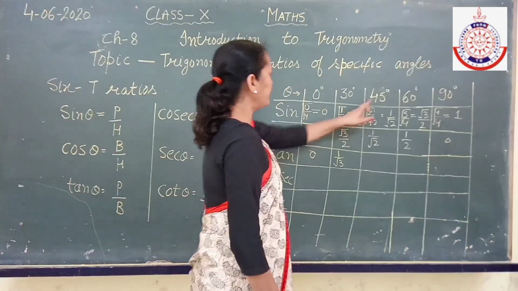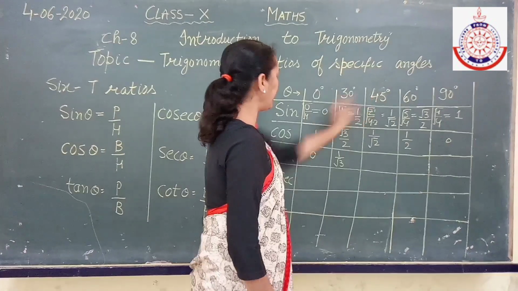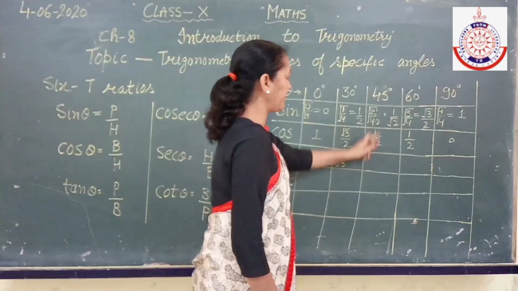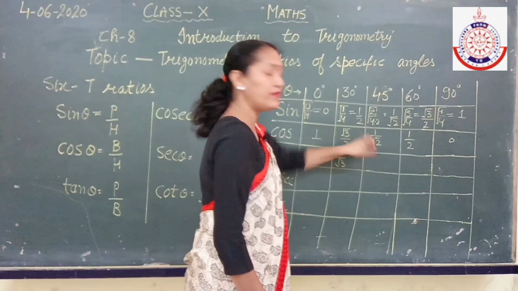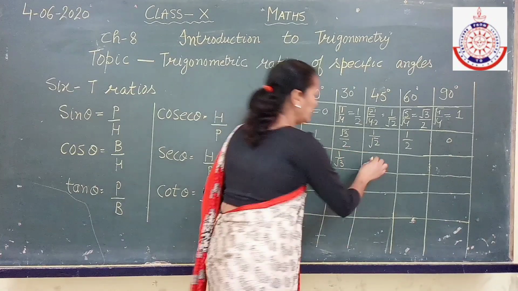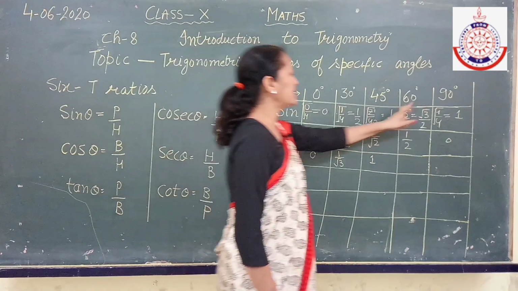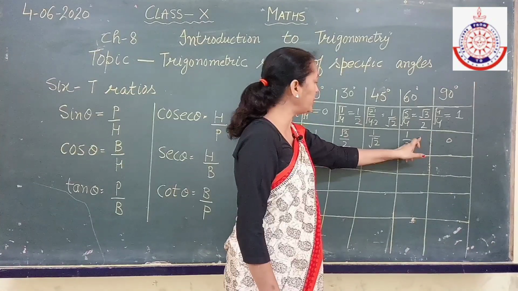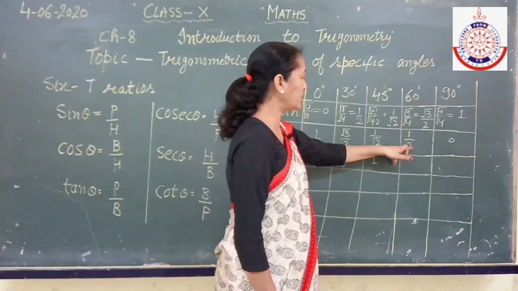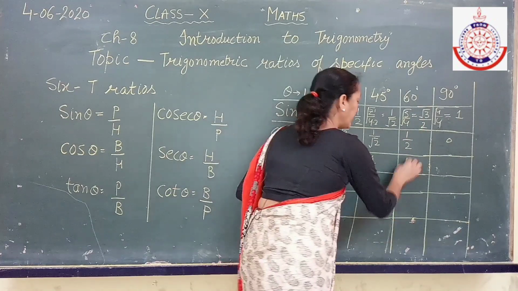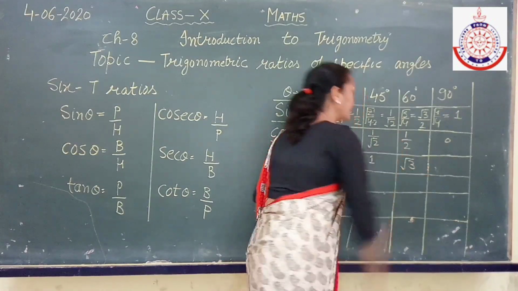Then tangent 45, sine 45 divided by cos 45. As you can see, both the values are exactly the same. So after division, the answer will come 1. Sine 60 degree is √3 upon 2, cos 60 is half, the 2 and 2 get cancelled, and we get the value √3.